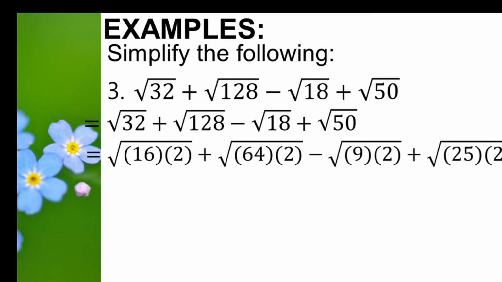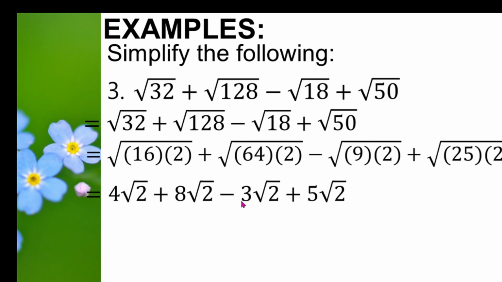Square root of 32 becomes square root of 16 times 2. Square root of 128 is rewritten as the square root of 64 times 2. Square root of 18 is equal to square root of 9 times 2. And square root of 50 can be written as square root of 25 times 2. So square root of 32 is equivalent to 4 square root of 2, square root of 128 gives us 8 square root of 2, minus the square root of 18, which is minus 3 square root of 2, plus the square root of 50, which simplifies to 5 square root of 2. Therefore, the radical expressions are all similar radicals.